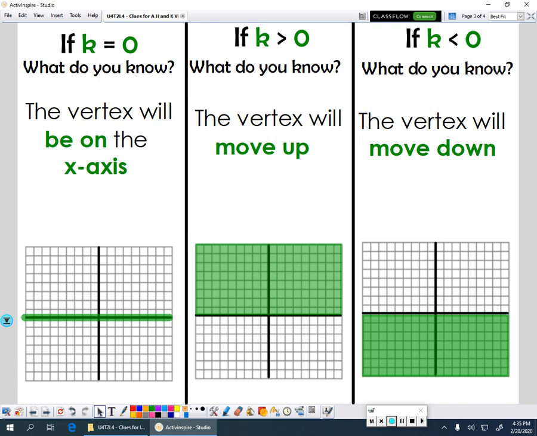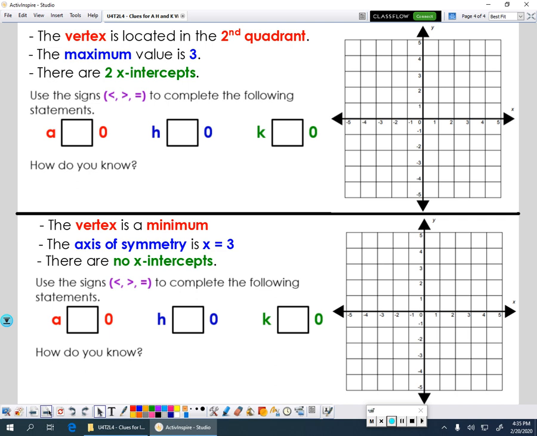What we're going to do is use these concepts while we try to figure out where these parabolas could be. And I'm going to tell you this, there's more than one way to draw these parabolas. They just have to fit the clues that we're given. Okay, so we're going to break it down one at a time. So this first clue says the vertex is located in the second quadrant.